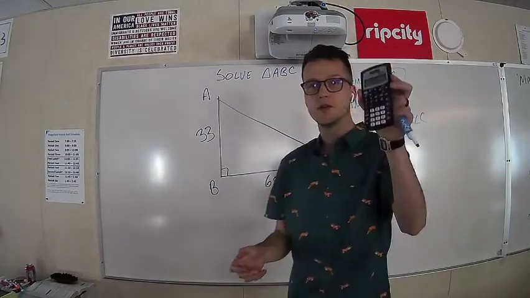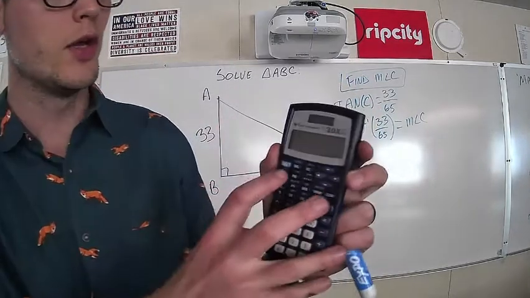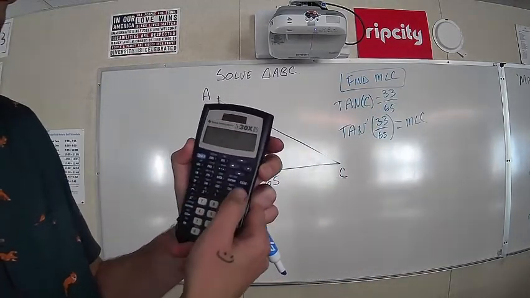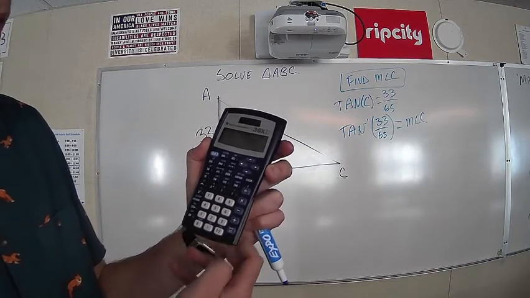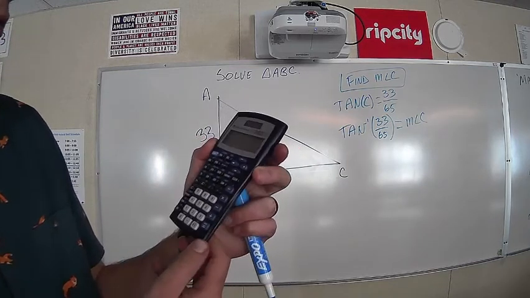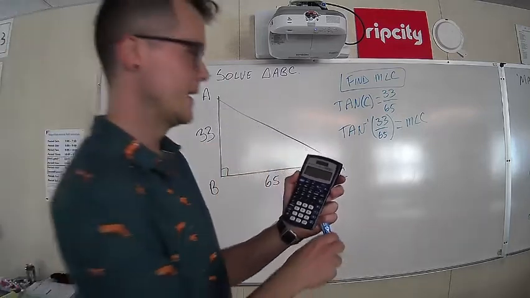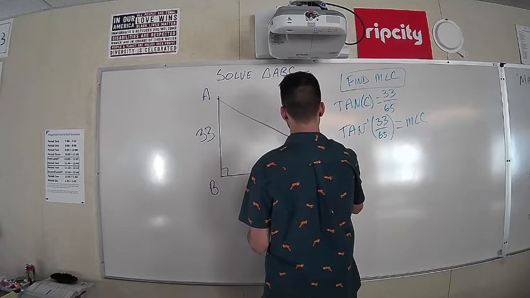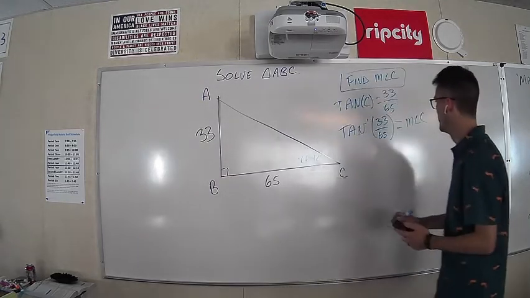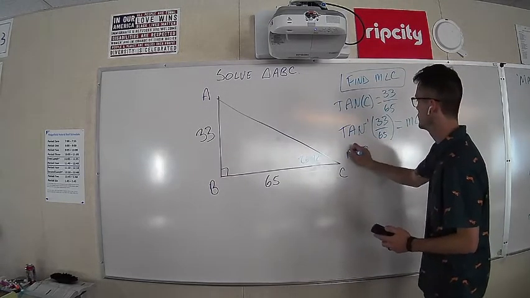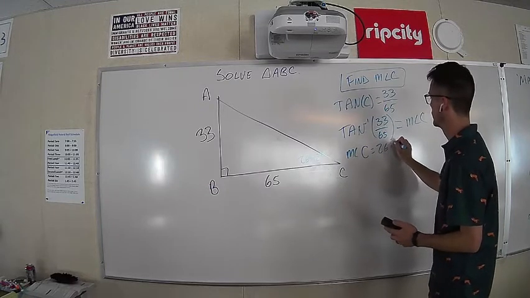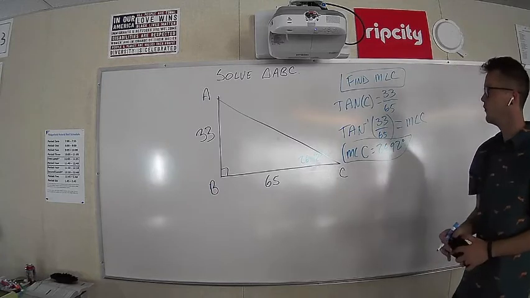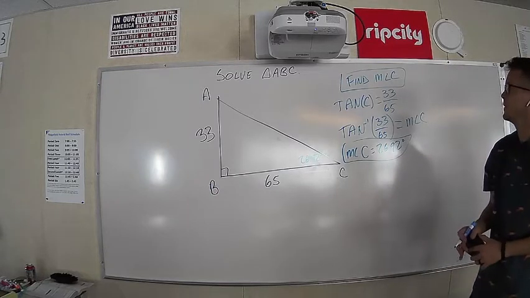So if you have a TI-30, which I highly, highly, highly recommend, you're going to press second, you're going to press the tan button, and then we're going to plug in our ratio, 33 divided by 65, boom, and we learn that this angle measure is 26.92 degrees. Boom. So C, the measure of angle C is 26.92 degrees. That piece is done. We now have 4 of our 6 required pieces.